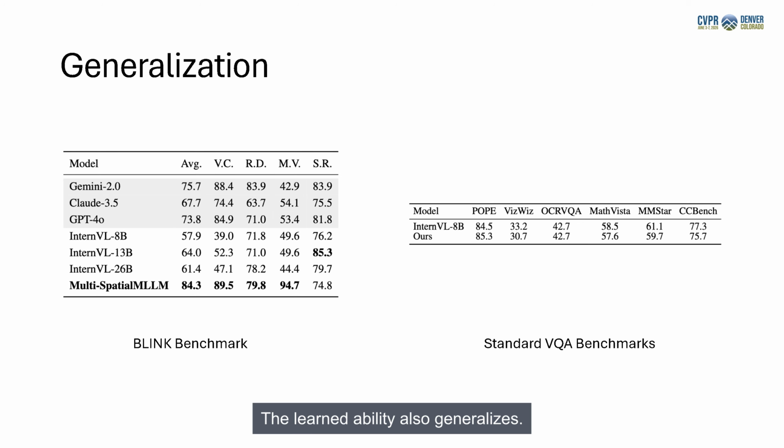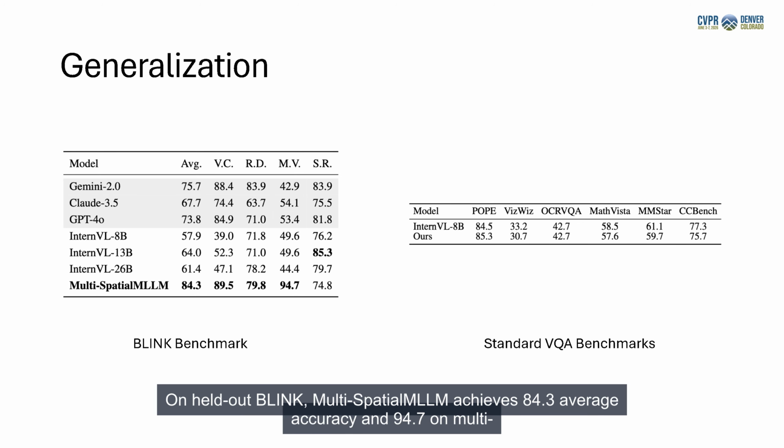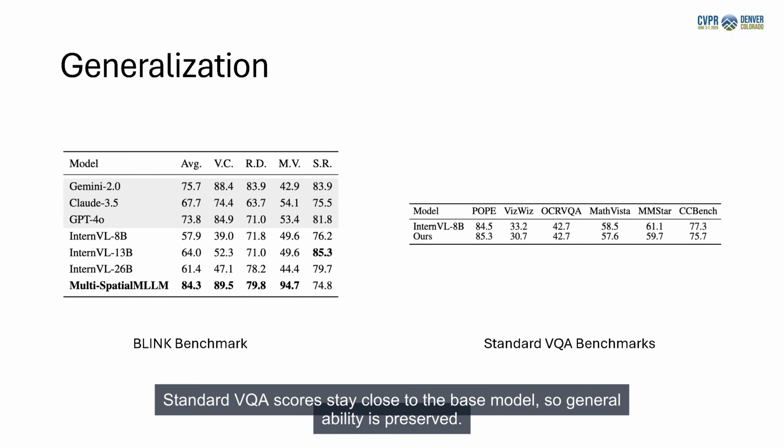The learned ability also generalizes. On held-out BLINK, Multi-Spatial MLLM achieves 84.3 average accuracy and 94.7 on multi-view reasoning. Standard VQA scores stay close to the base model, so general ability is preserved.